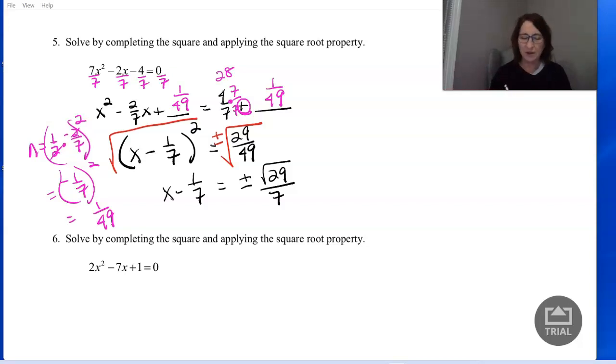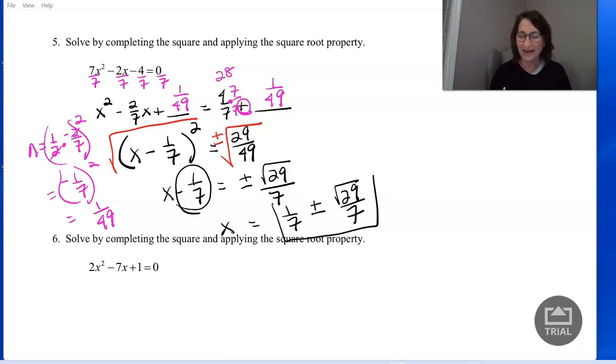All right. And so now my final answer, I just need to bring that 1/7 over to the other side. So it's going to be x is equal to 1/7 plus or minus the square root of 29 over 7. That is my exact answer. And it's really two answers. It's 1/7 plus the square root of 29 over 7 and 1/7 minus the square root of 29 over 7.